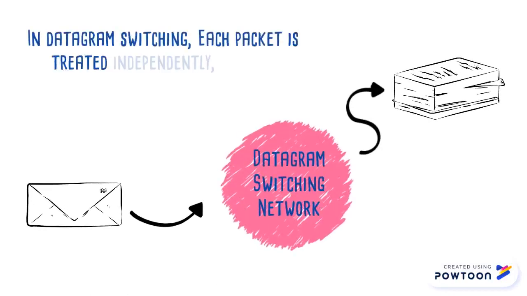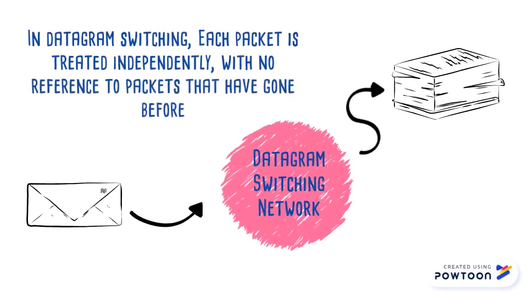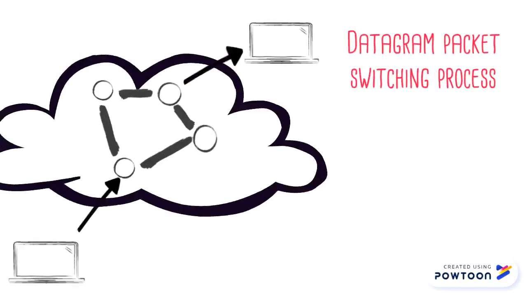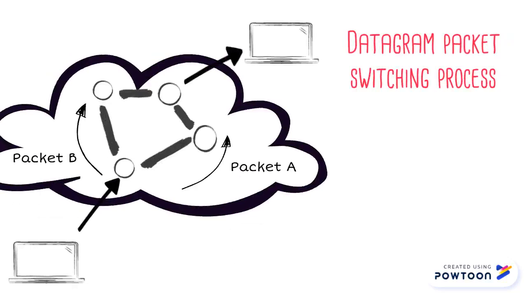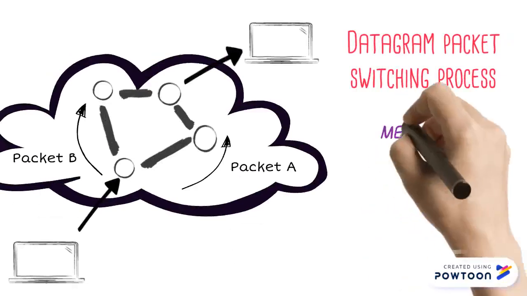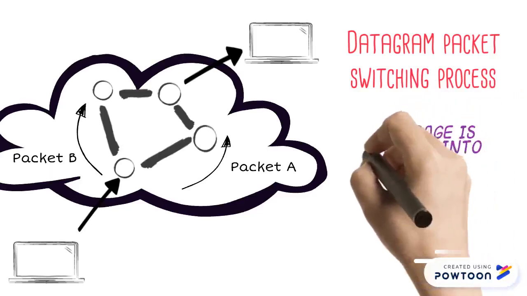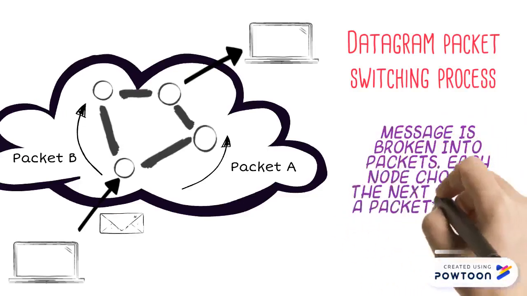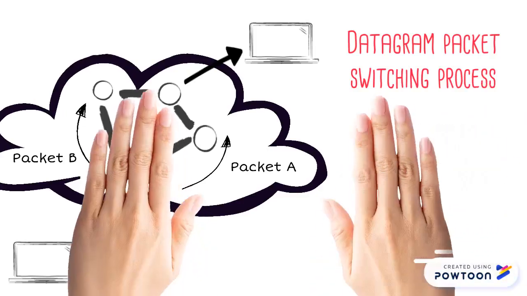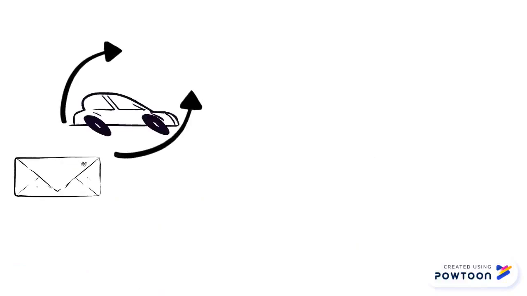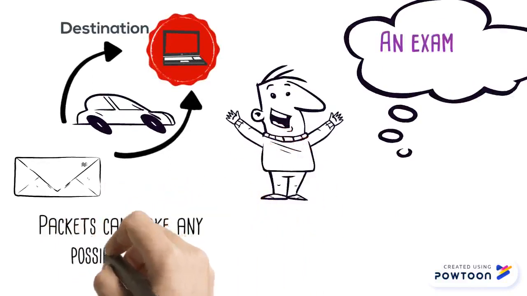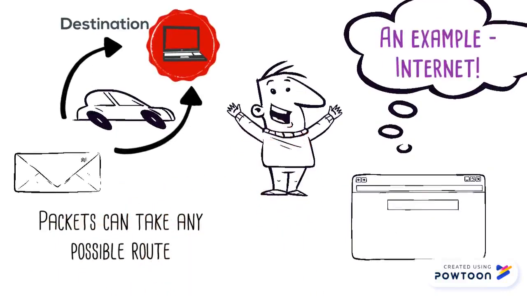In datagram switching, each packet is treated independently with no reference to the packets that have gone before. Datagram packet switching process. In this process, a message is broken into packets. Each node chooses the next node on a packet's path. Here, packets can take any possible route to reach their destination.